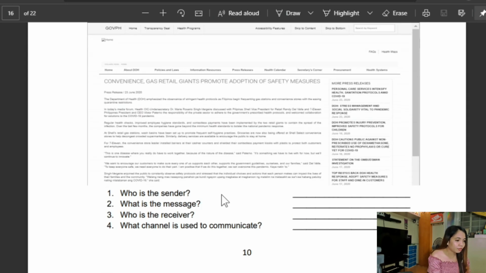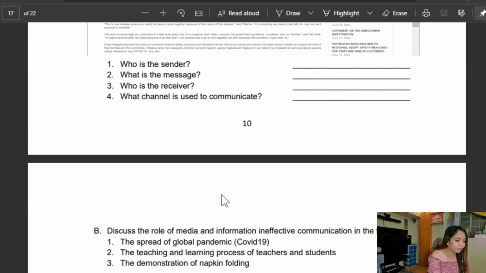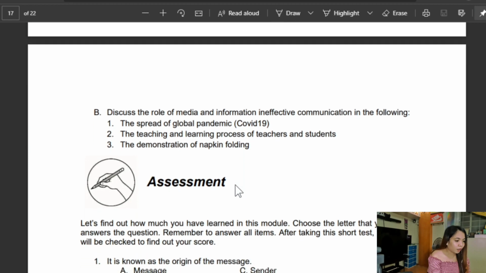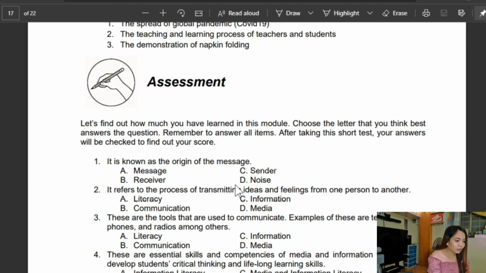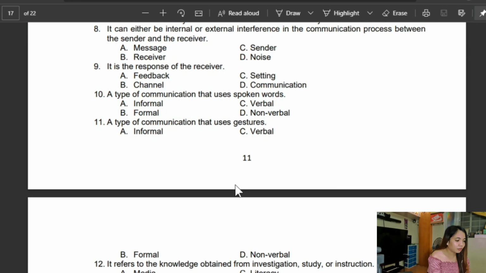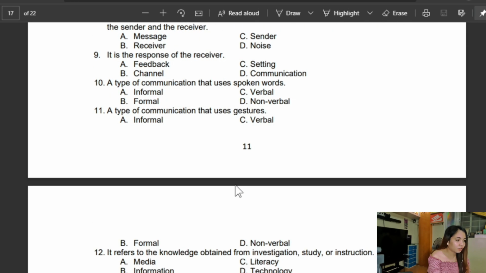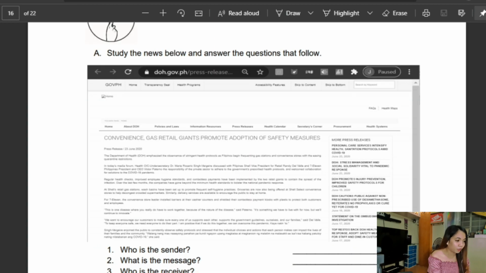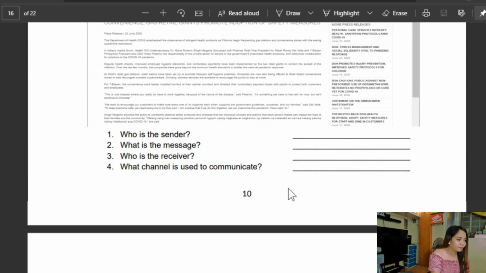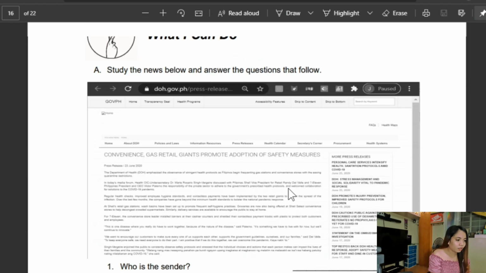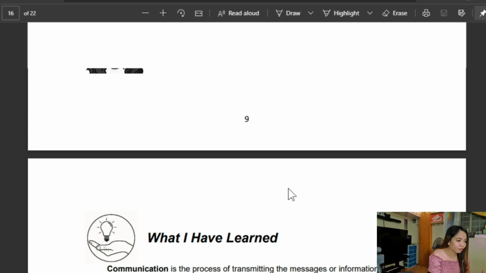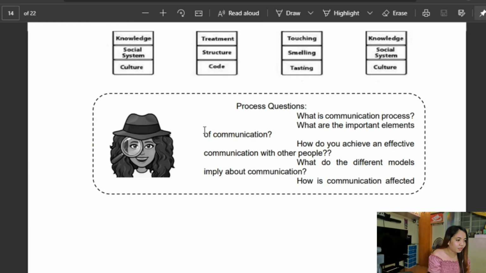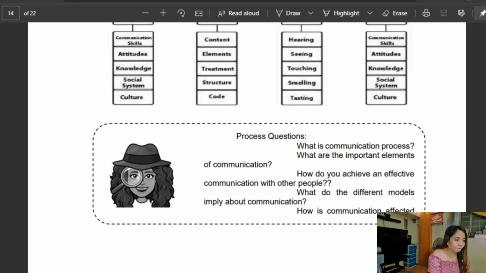So, we have the same activity. You'll be answering the following in your module, followed by the assessment. This one has an answer key, but don't just look at the answer key, so that you can learn. So, this is all for week 1 of the Media and Information Literacy module.